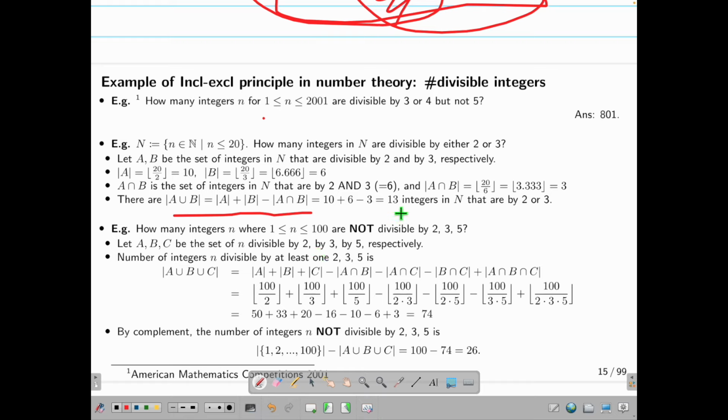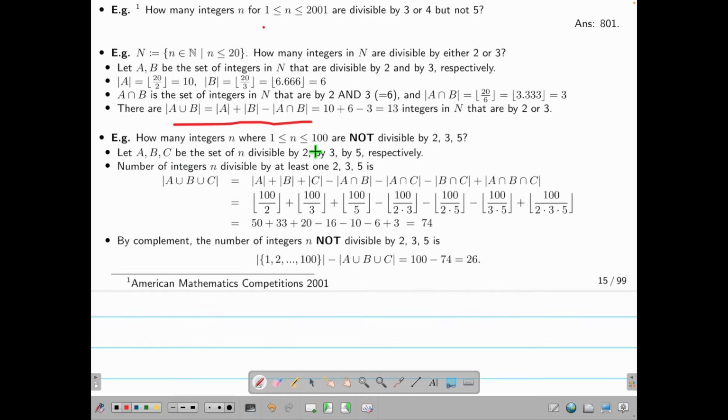Or you use brute force. But if you use brute force, you cannot do it for this one. You have numbers 1 to 100 not divisible by 2, 3, 5. Okay, A is divisible by 2, B is divisible by 3, C is divisible by 5. So this is what? Inclusion-exclusion principle for 3 sets. I have this long formula.